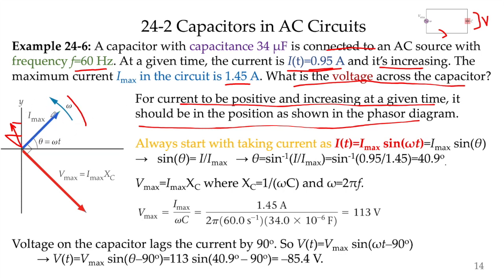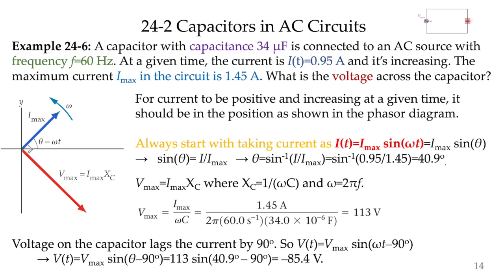Now if you draw the current like this, because this is a capacitor circuit, the capacitor phasor should be 90 degrees behind the current. So you should draw the capacitor phasor like this. Now we have the phasor diagram. Always start with taking the current, as I said in the previous slide, as I max times sine omega t, and this omega t you can write as the angle. So this angle is omega t. The angle depends on t, of course, because it's rotating with angular speed omega in the counterclockwise direction.